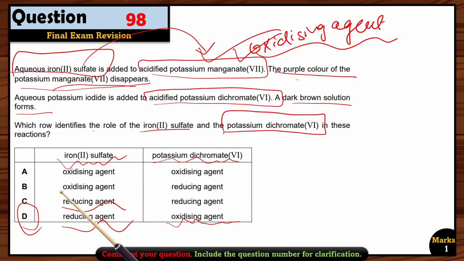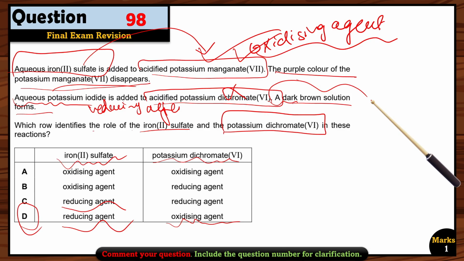Clear? And in your book, it is already given that potassium iodide is a reducing agent. Even if you don't remember this one, you have to remember that potassium iodide is a reducing agent. And the color of the potassium iodide changes; it was colorless and now it becomes a dark brown solution. So it means the compound that you have added to potassium iodide is actually working as the opposite. So if potassium iodide is a reducing agent, the other compound will be an oxidizing agent. So that's why potassium dichromate is an oxidizing agent. So option D is the right option over here.